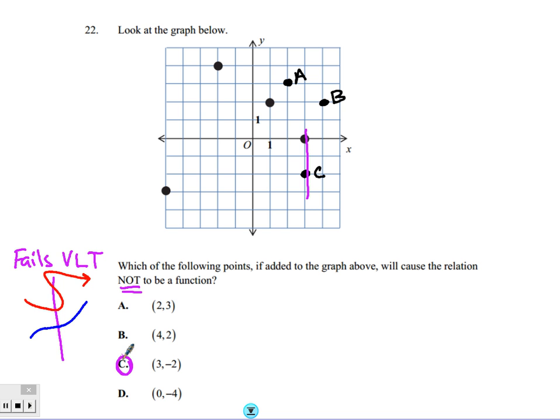Alright, so C would be my answer. I want to maybe check D and make sure that's not the answer and I missed it. So 0, negative 4. And it looks like there is no other point on that x value. So C would be the one that would create this relation to not be a function.